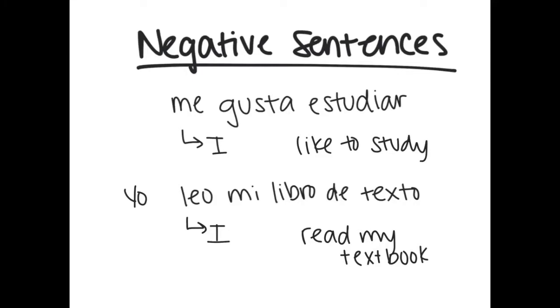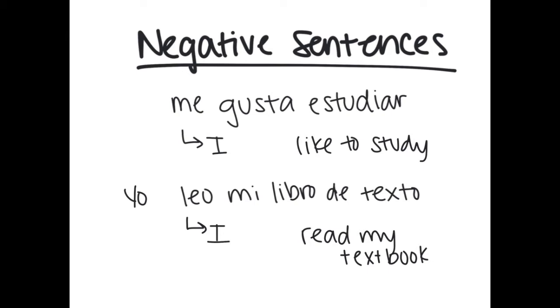Hi guys, so today we're going to talk about making sentences negative. So my first sentence here is me gusta estudiar, which translates to I like to study. My second sentence is yo leo mi libro de texto, which is I read my textbook. So now let's make these into a sentence that represents a student that maybe isn't so scholarly.